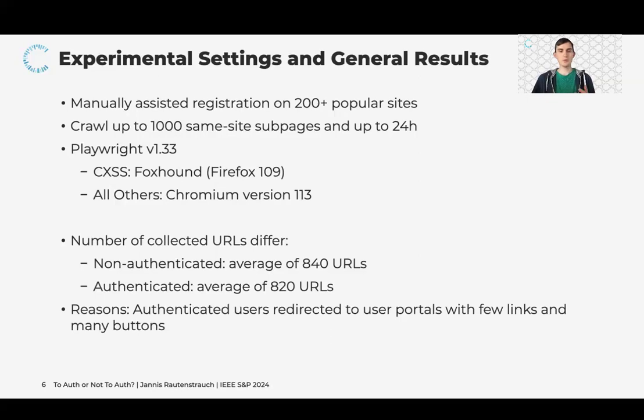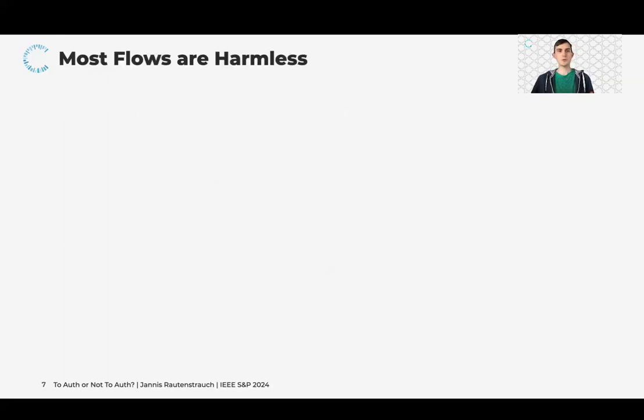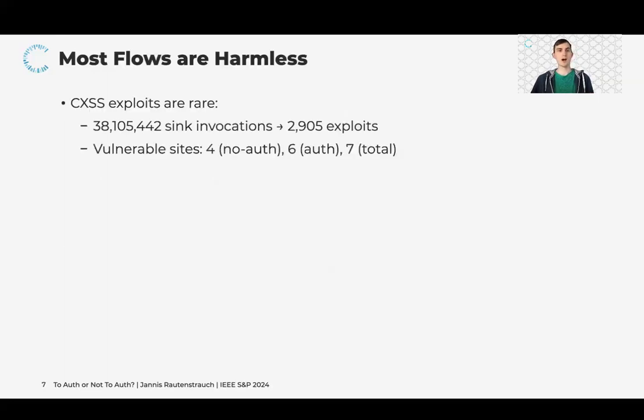But more importantly, what about these 4 security topics we wanted to have a look at? For the first one, we can say most flows are harmless. So in general, we couldn't detect many cross-site scripting exploits. While we had a massive amount of sink invocations, a total of over 38 million, we only condensed this down to around 3,000 working exploits. And these exploits were only possible on 7 sites in total, 6 of which we could detect in authenticated states, and 4 we could detect in a non-authenticated state.